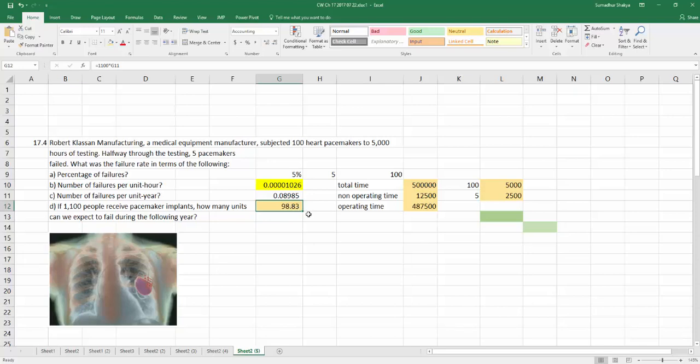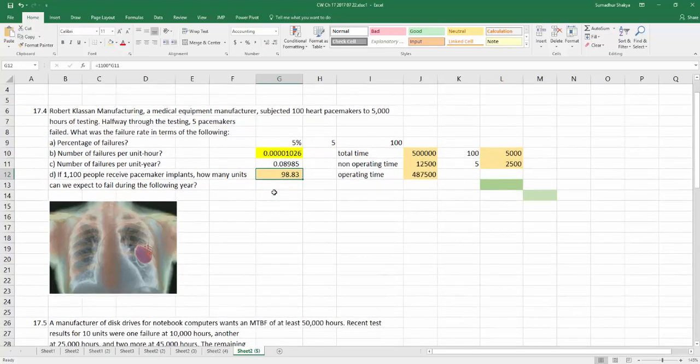Now that's the gravity of the situation, and that's where the importance of maintenance and reliability comes into the picture, and why is it so important for us to know those things before any damage is done.